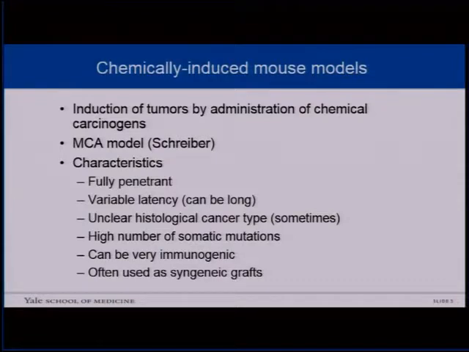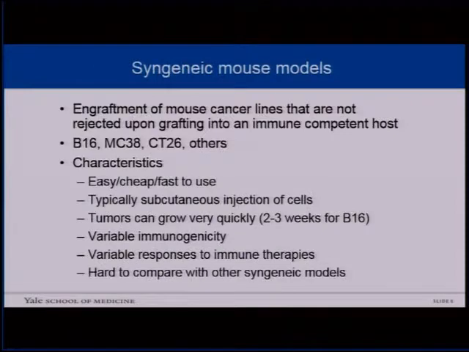So, some very elegant, field-defining work came out of the Schreiber lab using these chemical carcinogenesis-derived lines. While the industry folks, let's say Merck, Bristol Myers Squibb, and others, what do they actually do when they're developing their own preclinical data for immune-based therapies? There aren't that many mouse lines that can be grafted into immune-competent hosts.